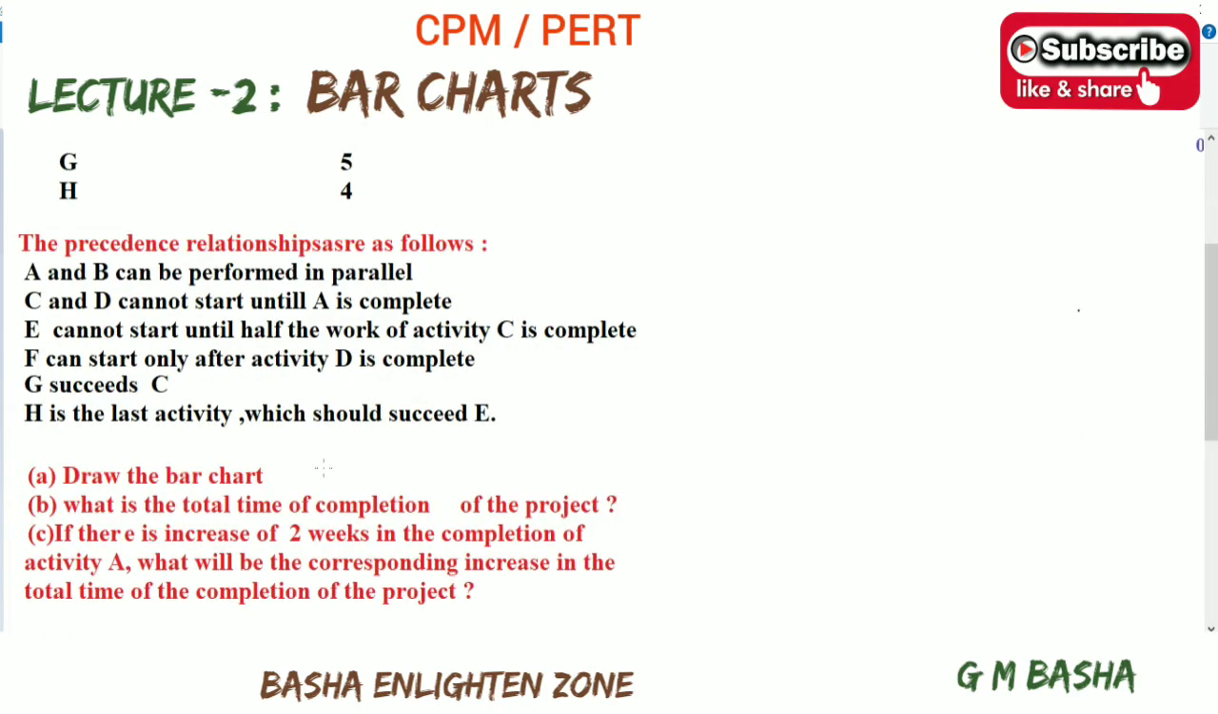Based on these relationships, we are going to draw the bar chart and find the total time of completion of the project. And if there is an increase of 2 weeks in the completion of activity A, what will be the corresponding increase in the total time of completion of the project. So these are the 3 questions which you have to solve by using these relationships. Your first step is to draw the bar chart. Based on that you can get the completion of the project, that is answer B. And again for C you have to increase the weeks, then draw the same diagram, and you will get the answer for C also.